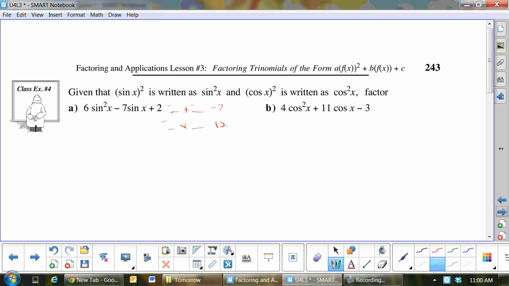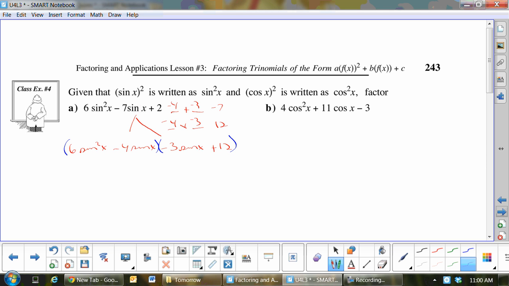What would the signs be? 2 negatives. Okay, what would the numbers be? 4 and 3. Okay, so then you would just go 6 sine squared x minus 4 sine x minus 3 sine x plus 2. Okay, and again, make sure these are those. They do make that up, yeah. And then automatic, right? Put the brackets.